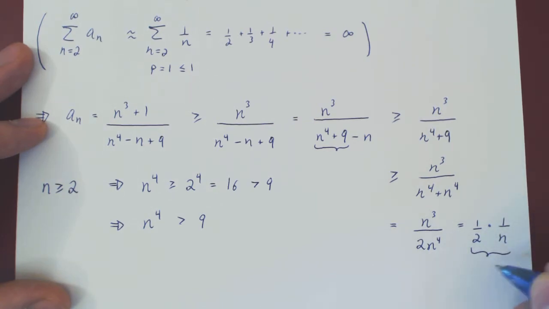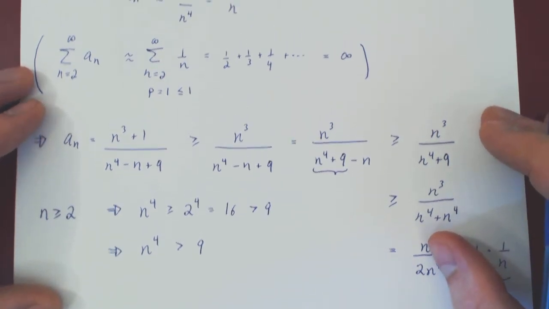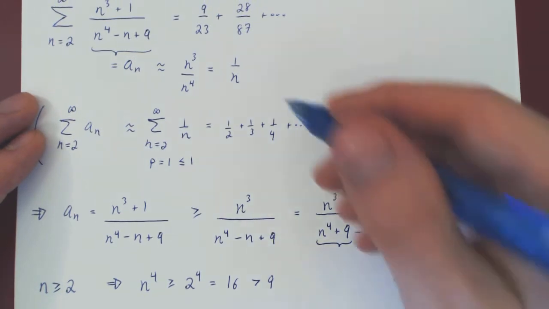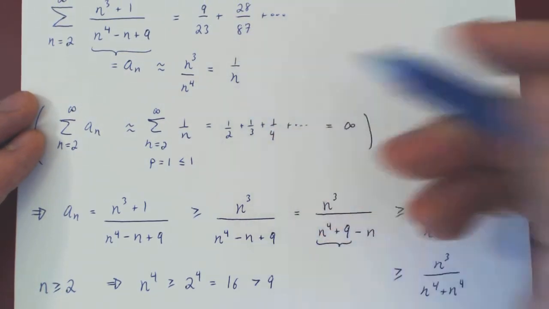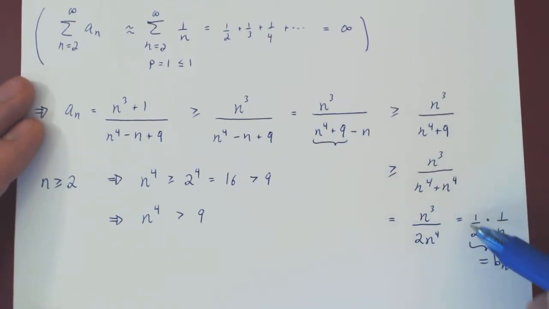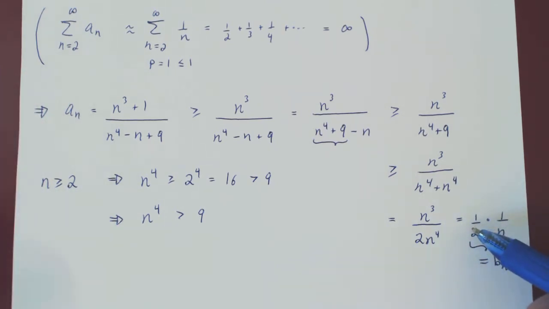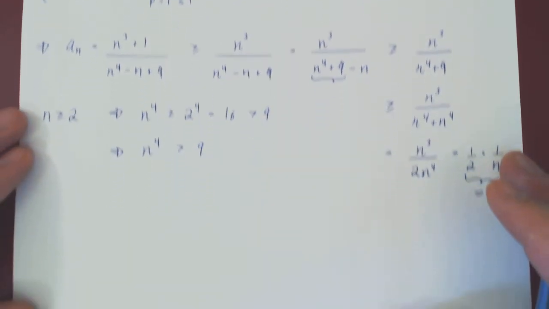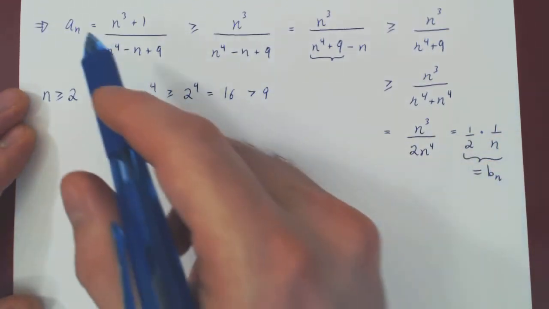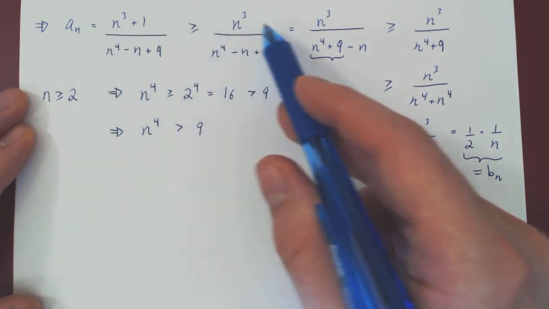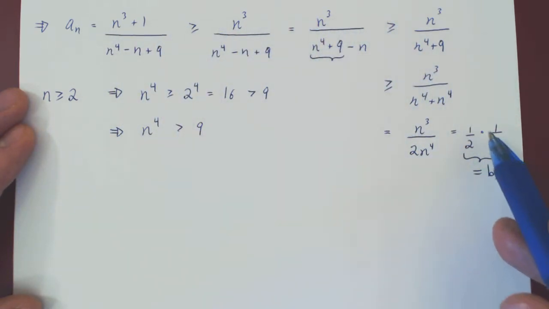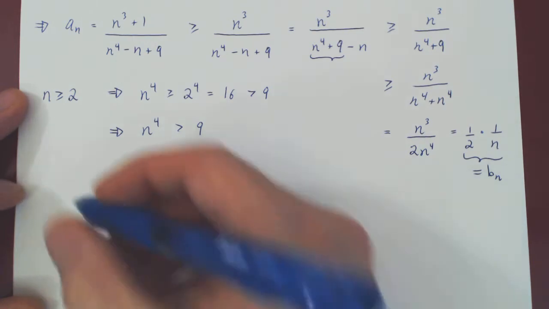And now we have our bn, which is a little off from what we initially had from the intuition, right? We said that bn should roughly be 1 over n, but now we have that bn is 1/2 times 1 over n. But 1/2 is nothing but a constant multiple, so it doesn't matter. So now we're good to go. We are saying that an is bigger than 1/2 times 1 over n.